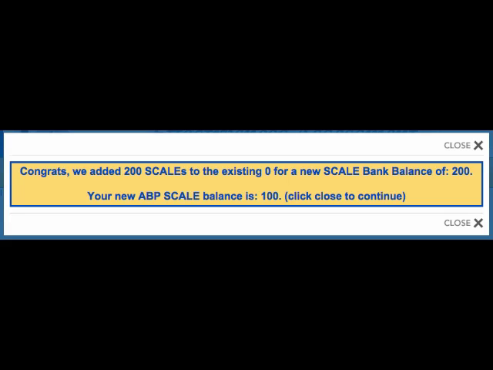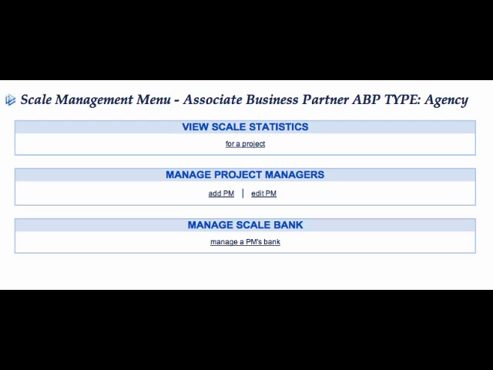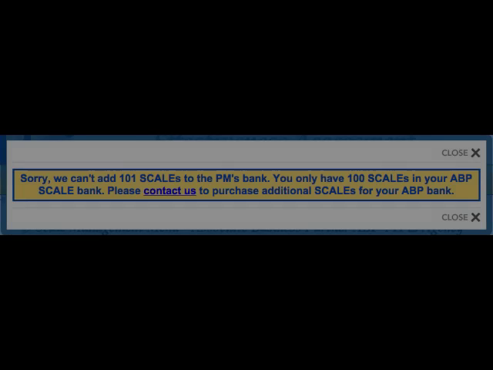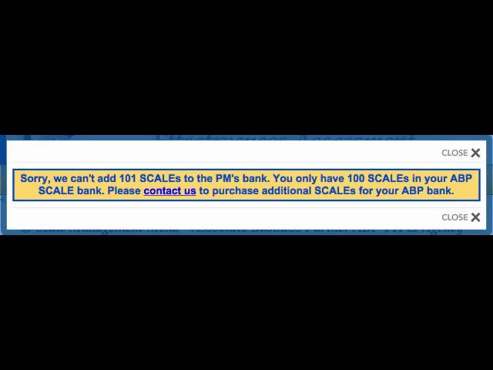In this case, your ABP bank will decrease by the number of instruments transferred, and the next time your PM logs into their PM account, they will see the additional instruments in their PM bank for distribution to end users. You may check a PM's bank balance at any time by using the same Manage a PM's Bank link. If you attempt to transfer more instruments than you have available, no instruments will be transferred and the report window will open advising you to contact EI Learning Systems to purchase more instruments.